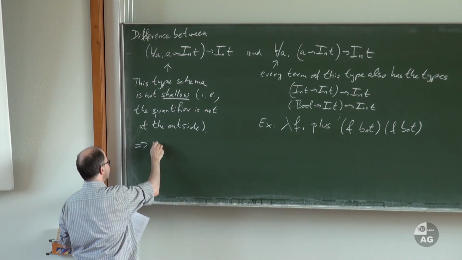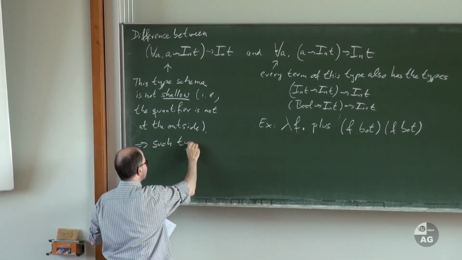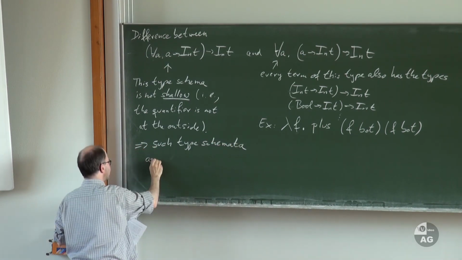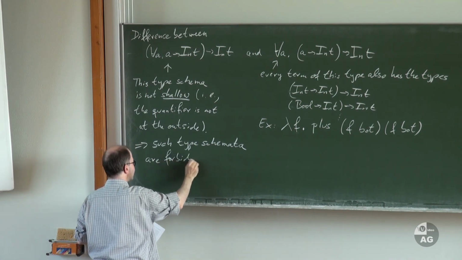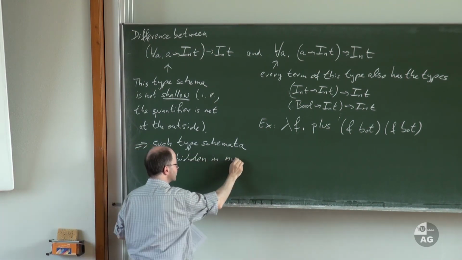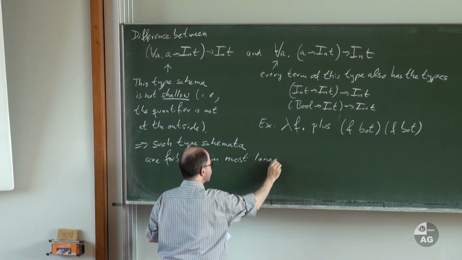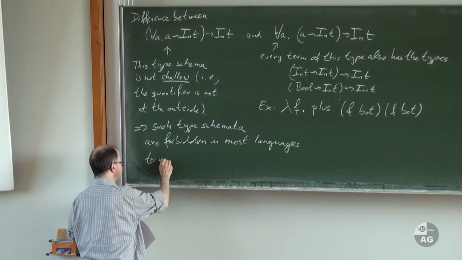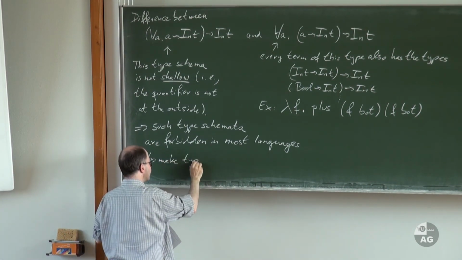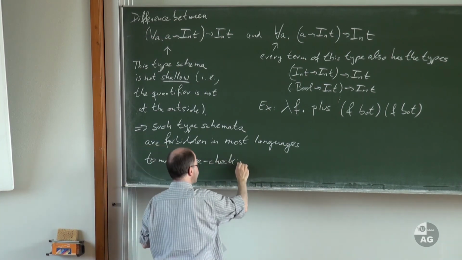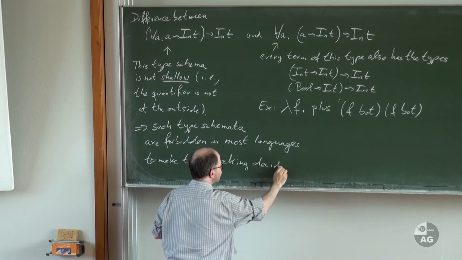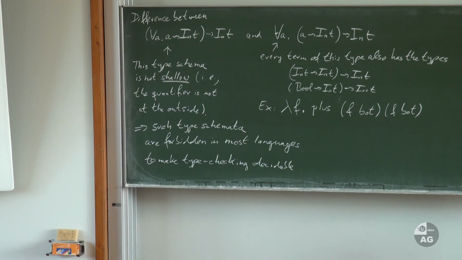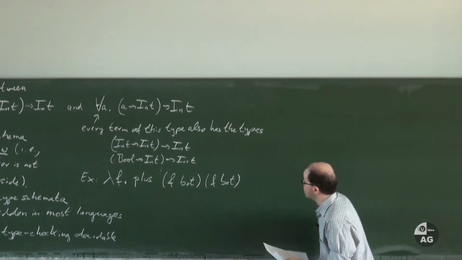Such type schemata are forbidden in most programming languages, including Haskell. And the reason is we want to make type checking decidable. And that means for Haskell, this term up there is not well typed, because in Haskell we have no non-shallow type schemata. So let's define this.